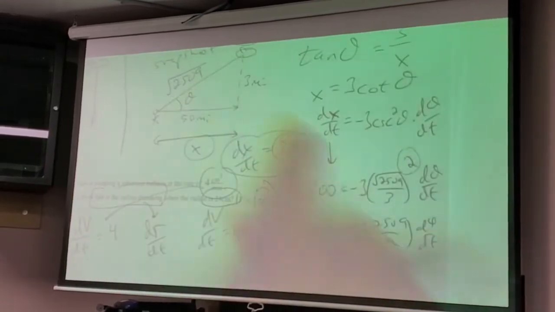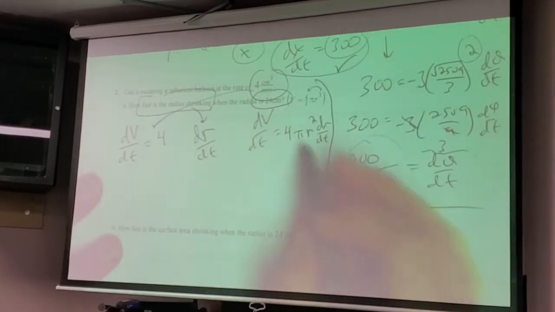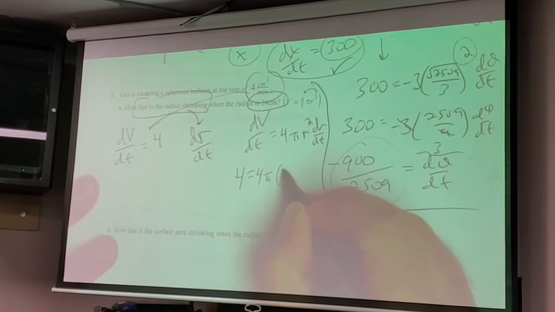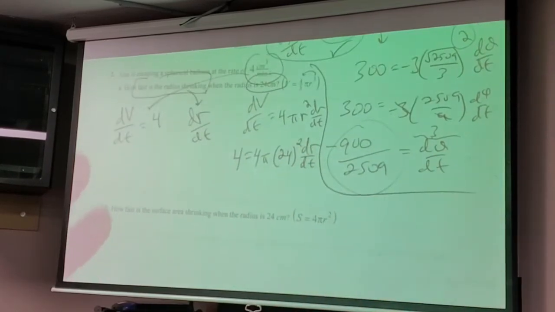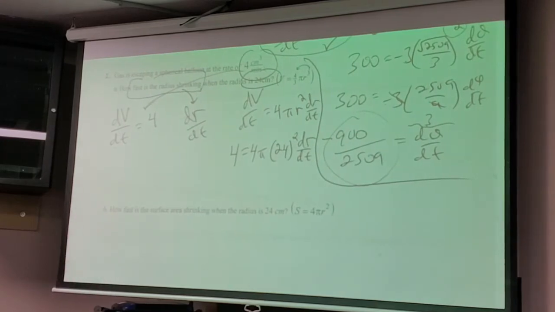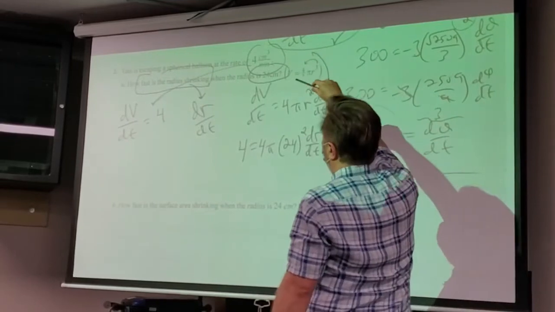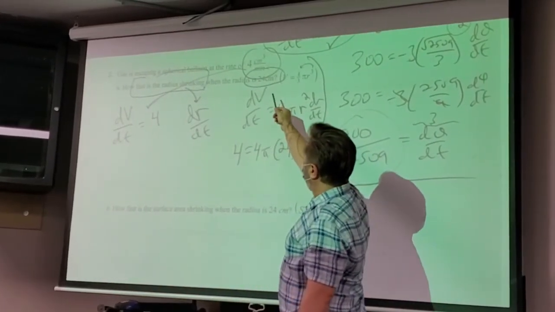The other one is a more layered problem, obviously. This one's much more direct. I know what this is. I know what this is. I don't know what this is. Just plug the 4 in for the volume, because I'm losing gas out of the spherical balloon at this rate, 20 at a time when the radius is 24.